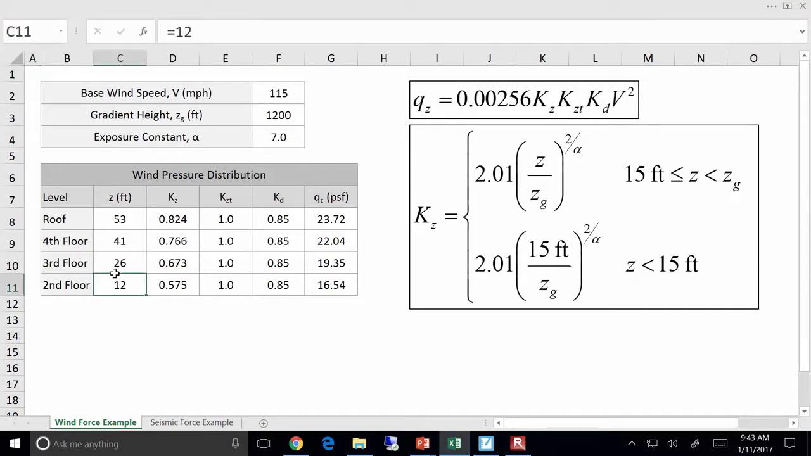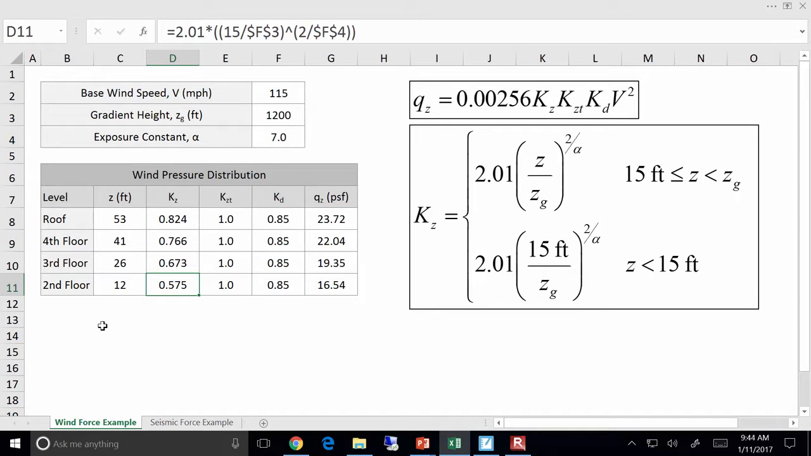So what we've got here is this. The second floor is 12, the third floor is 12 plus 14, then 12 plus 14 plus 15, and then 12 plus 14 plus 15 plus 12. You can see the deal. Now, Kzt and Kd, they're all 1 and 0.85. They're pretty simple. Now, let me illustrate sort of what's going on here. So I was going to throw if statements in, but I said, what the heck, let's just keep it simple.